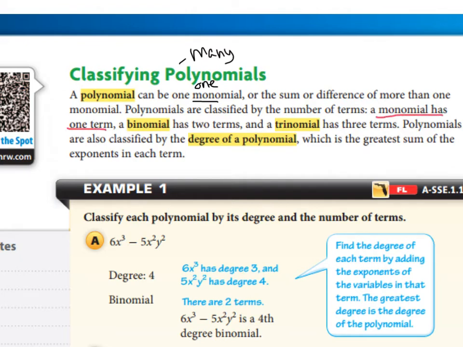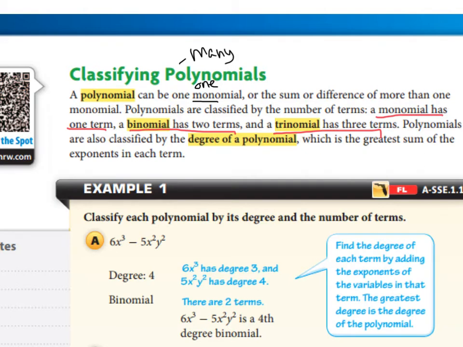The second one is binomial, bi meaning two, and the last one then is the trinomial, meaning three. So a monomial would not have an addition or subtraction sign. A binomial would have one in order to separate into two, and a trinomial would have two addition or subtraction signs to separate the three terms.